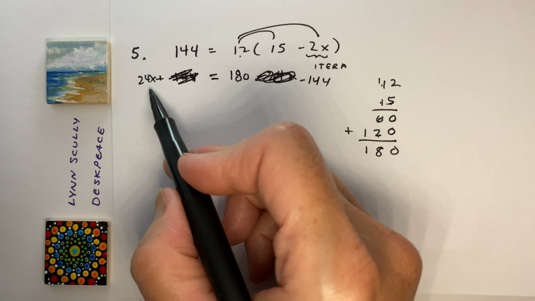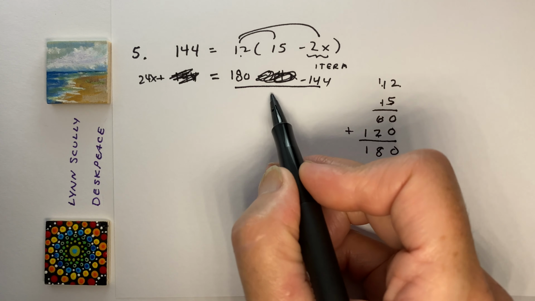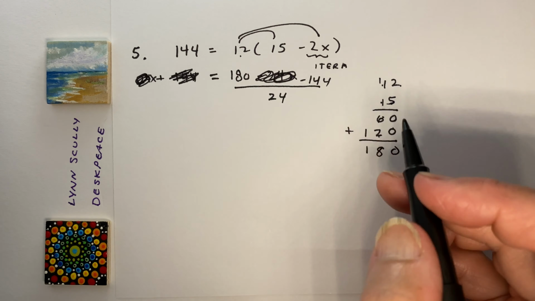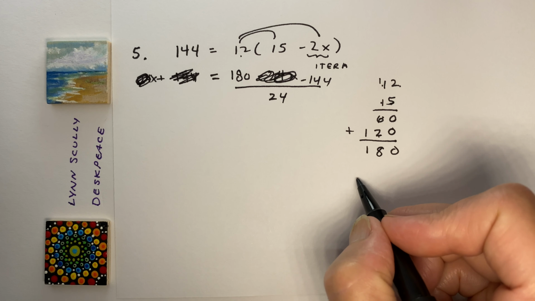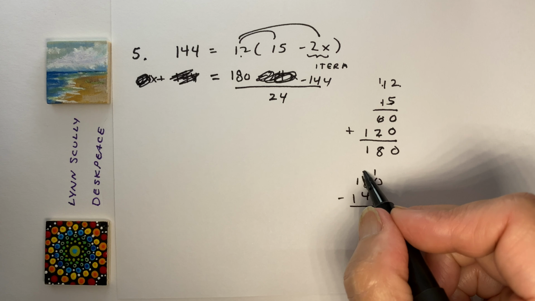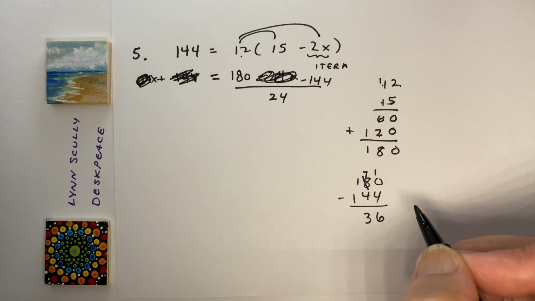Now I'm going to get the x alone. The 24 is attached by multiplication, move it by division to the other side of the equal sign. Now I have to do this arithmetic. I have 180 minus 144. I'm going to borrow here. 10 minus 4 is 6. I was left with a 7. 7 minus 4 is 3. 1 minus 1 is 0.